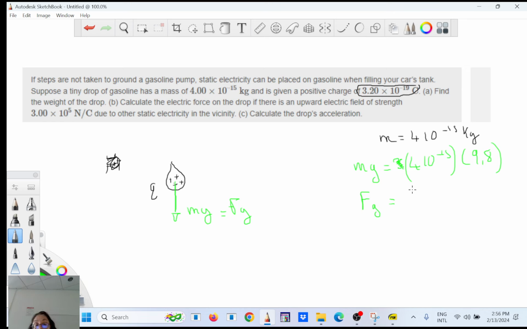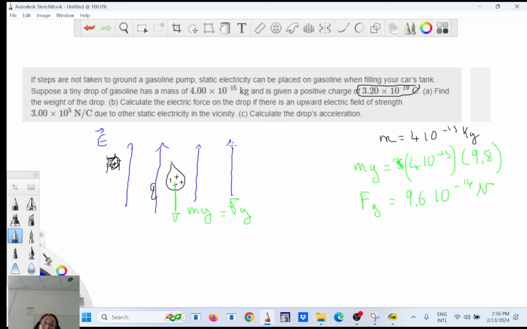So what you get? Very good, Newton. Okay, so there is a weight pulling down. And then it says there is an electric field, but the electric field is up. So there is an electric field everywhere. That little drop is placed in that electric field.